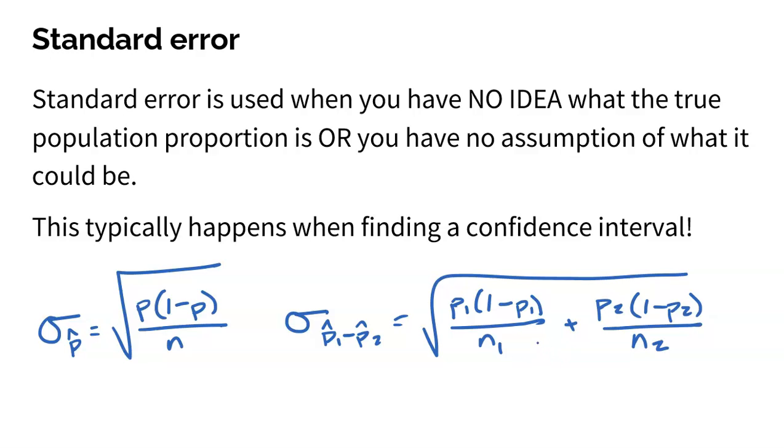Now, if you have no idea what the true P is, nor do you have any assumption of what it's supposed to be, all you have is your p hats, that's when you have to use standard error. Now, this is typically most often going to occur when you're finding a confidence interval, because in a confidence interval, you have no idea what the truth is, nor do you have any assumption of what it could be.